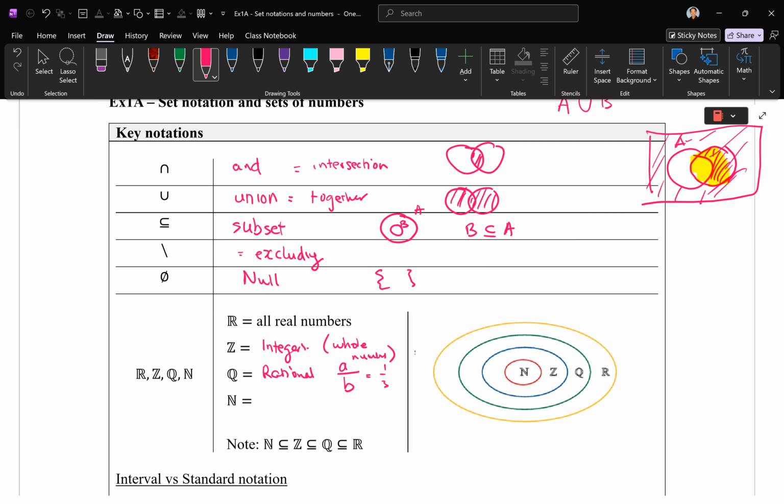That's your number set. Out of curiosity, anyone know what N stands for? Natural numbers. And what does natural numbers mean?